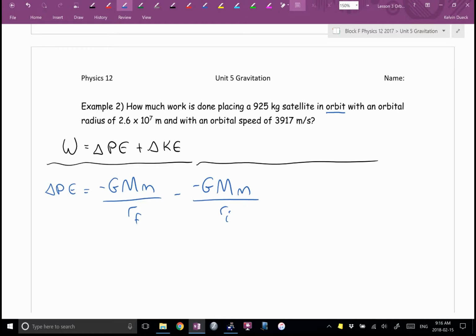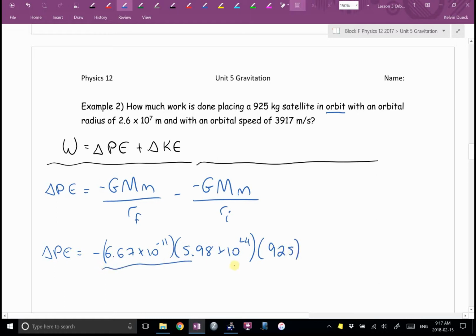All right, time for numbers. The change in potential energy is going to be negative 6.67 times 10 to the negative 11, times 5.98 times 10 to the 24th. What's little m? 925? Divided by... What's our final? Is that a radius? Okay, so do I need to add the radius of the Earth to that one?